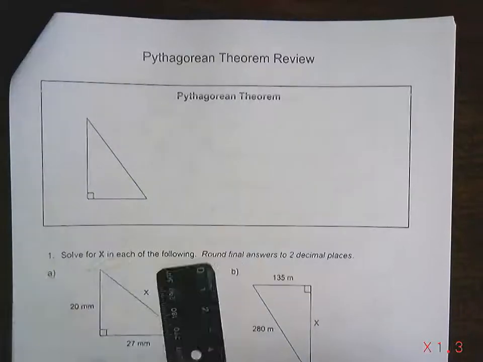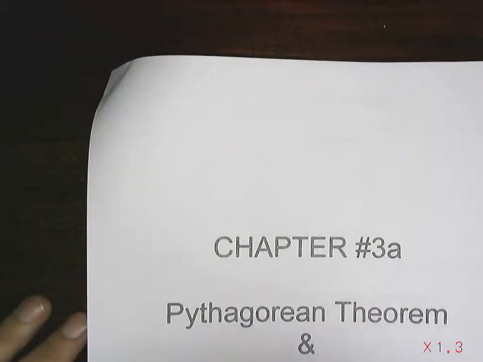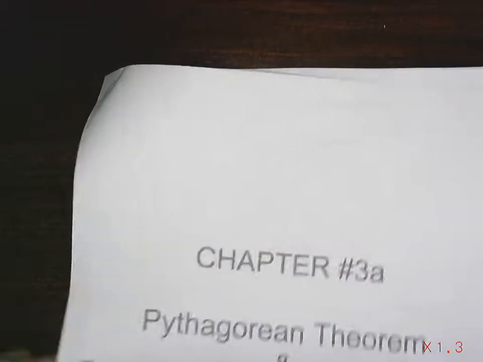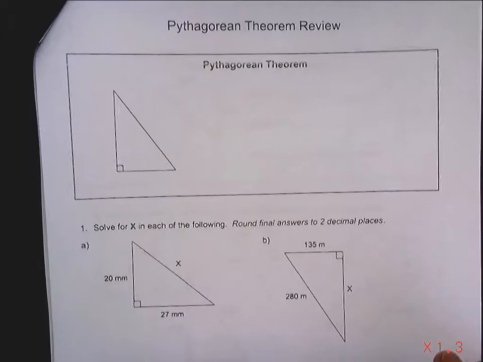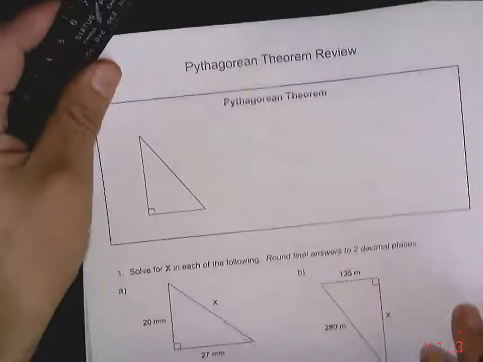Okay, ladies and gentlemen, so what are we looking at? We're looking at Chapter 3a, Pythagorean Theorem and the Trigonometry of Right Triangles. There's going to be a number of quick videos and some quick practice for you to do. This is review for everyone.